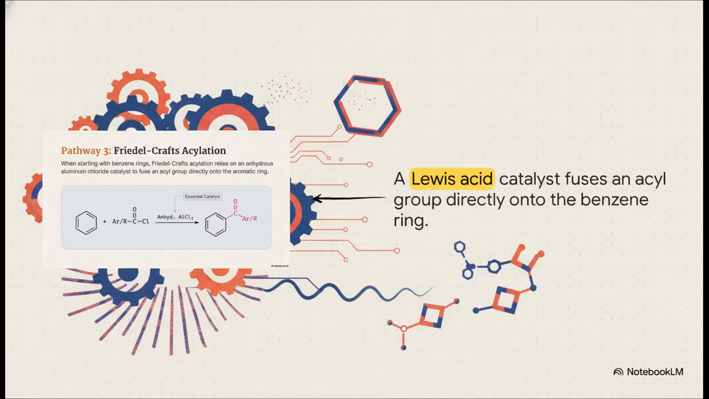Now, this whole reaction hinges on one key ingredient, that catalyst you see over the arrow, aluminum chloride. You see, if you just mix benzene and an acyl chloride together, nothing happens. They'll just sit there. But when you add a Lewis acid catalyst like this one, it acts like a chemical matchmaker. It supercharges the acyl chloride, makes it way more reactive, and allows it to attach right onto that benzene ring. What you get is a special kind of ketone called an aromatic ketone.